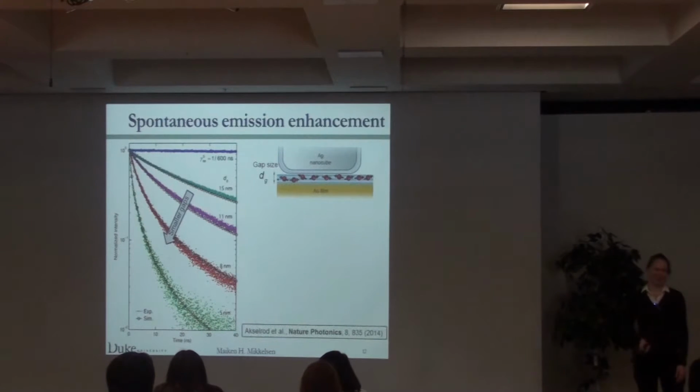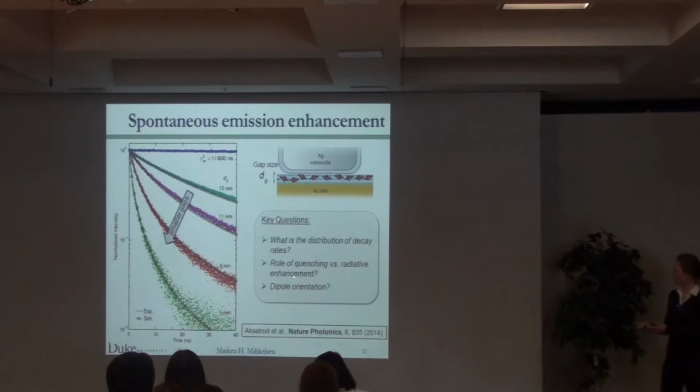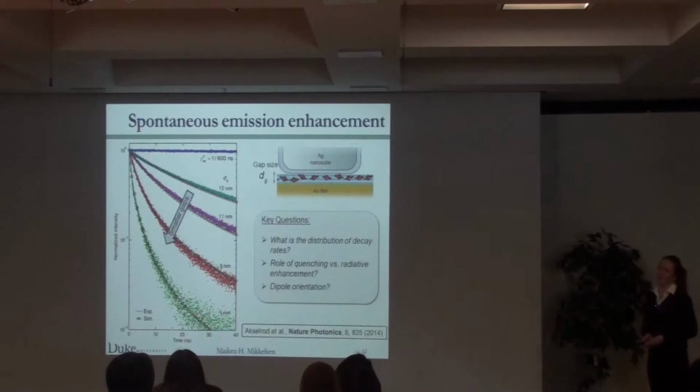But to really understand what's going on here, we actually have to answer quite a few questions. One is, what is the distribution of decay rates? We see that this is not a single or bi-exponential decay. It's actually a distribution of a lot of different decay rates. We also really have to understand the role of quenching versus radiative enhancement. As I said, for optoelectronic devices, we really want enhancements of the radiative components. It also turned out to be really important to properly understand the nanophotonic environment. What is the dipole orientation of these emitters, and exactly where in the gap are these emitters located?